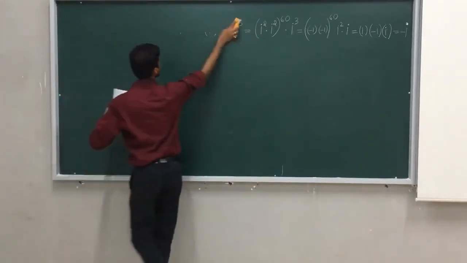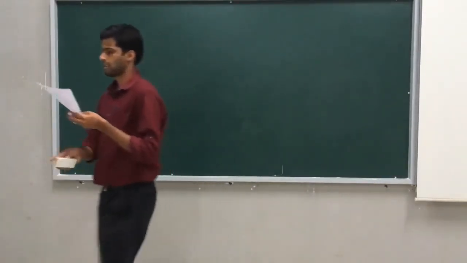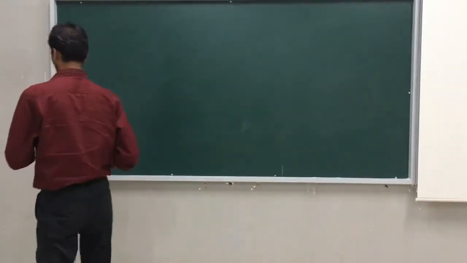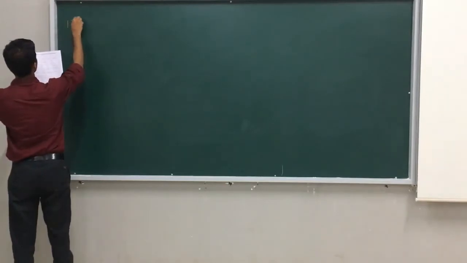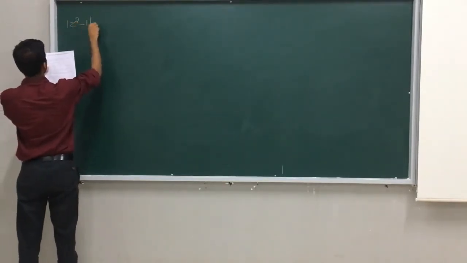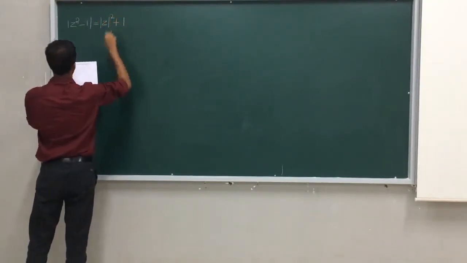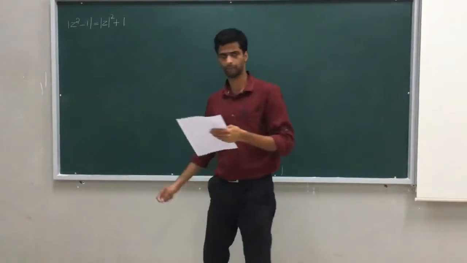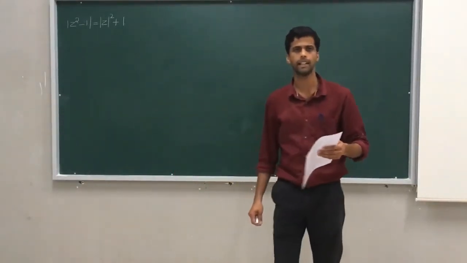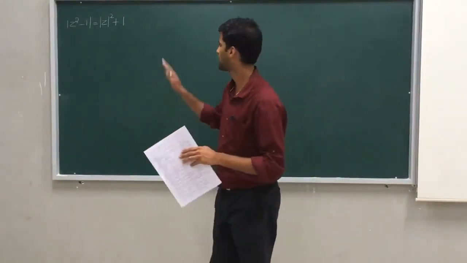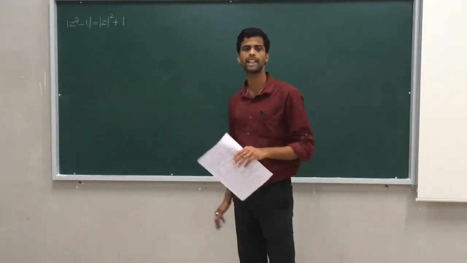So option B is the right answer for this particular question. In the second question, they asked us if |z² − 1| = |z|² + 1, then z lies on: imaginary axis, circle, real axis, or ellipse. So this particular z, what is mentioned in this question, it lies on.